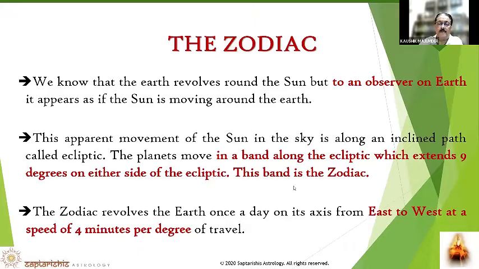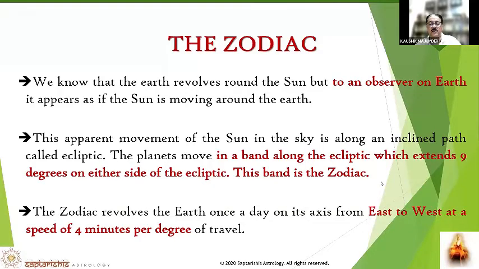The planets move in the band of this ecliptic, which extends 9 degrees on either side of the ecliptic. So this band is called the Zodiac. So in the sky, we follow the movement of the sun and take 9 degrees on each side of the sun and create a band. And all our planets, nakshatras and everything fall within that band, which we call the solar system. And this band is known to us as the zodiac.